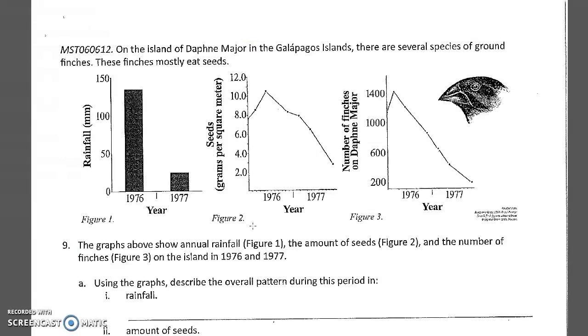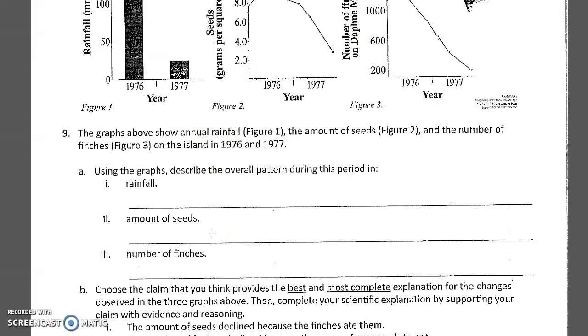Next page. On the island of Daphne Major in the Galapagos Islands, there are several species of ground finches. These finches mostly eat seeds. So there are 3 graphs. Figure 1 is rainfall, Figure 2 is seeds, and Figure 3 is number of finches on Daphne Major. Use this information to answer the following questions. 9. The graphs above show annual rainfall, Figure 1, the amount of seeds, Figure 2, and the number of finches, Figure 3, on the islands in 1976 and 1977.